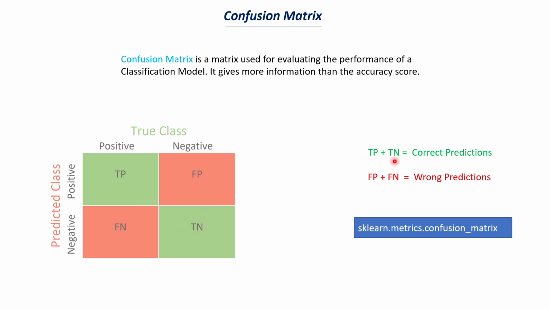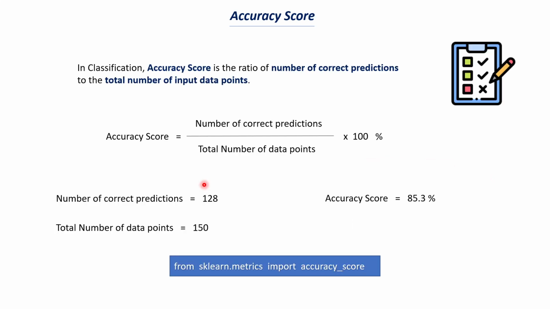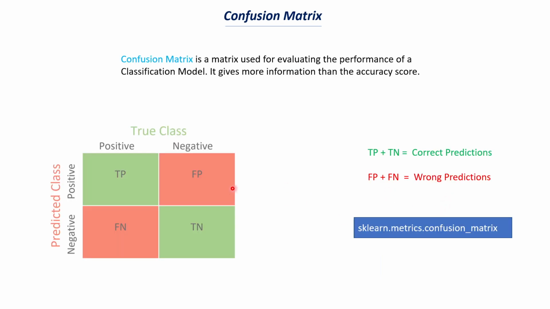So true positive and true negative are your correct predictions, and false negative and false positive are your wrong predictions. We cannot get this information when we use the accuracy score, because we will get only the percentage value. False positive means the person doesn't have COVID, so they have negative COVID infection. This is my true class. They don't actually have COVID, but the model has predicted that they are COVID positive. This is what we call false positive. And false negative means a person actually has COVID infection, as you can see positive here, but they are predicted as negative. This is what we call false negative.